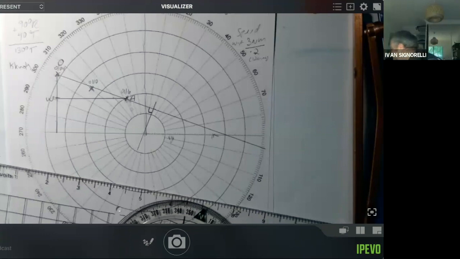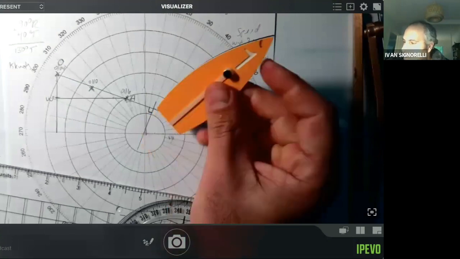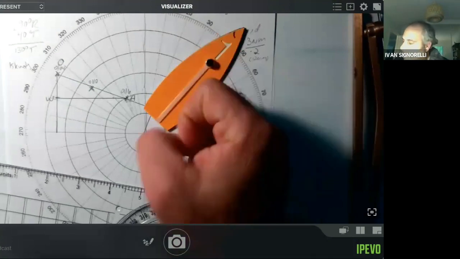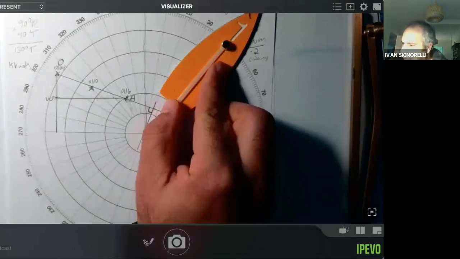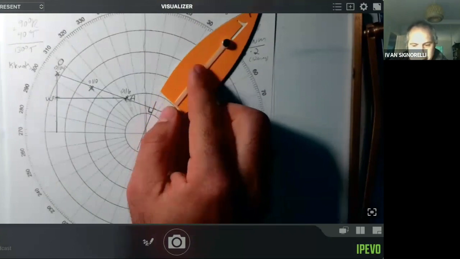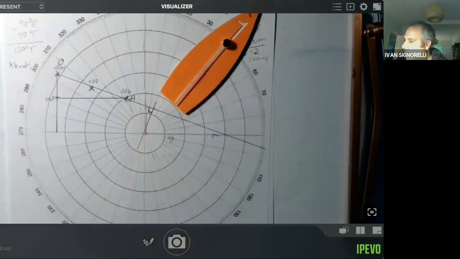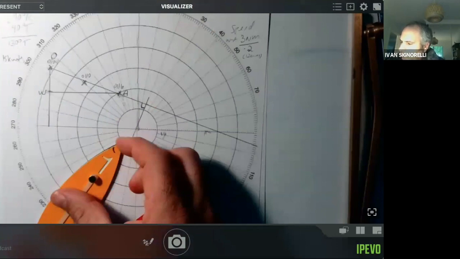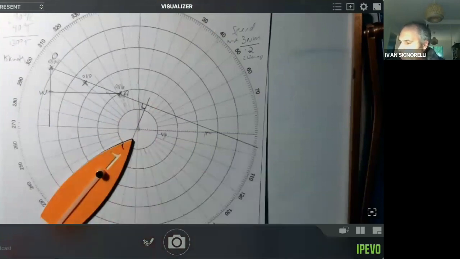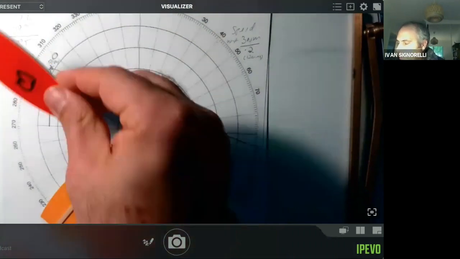So my course is 040, and the other vessel's course is 130. If I take two boats here, I'm moving at 040 at 6 knots. That's me there. This is in true motion, by the way. I'm at 040, moving at 6 knots. The other vessel is at 130, moving at 15 knots. 130 is here.